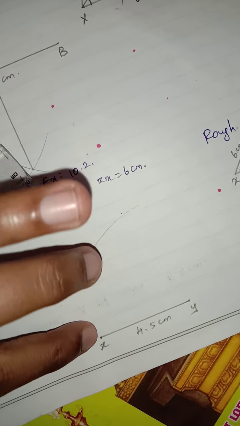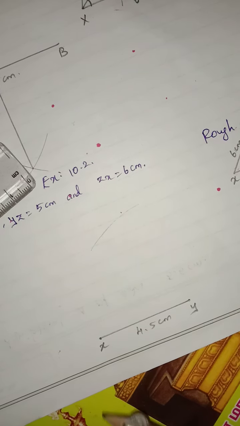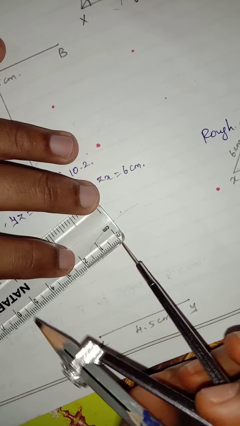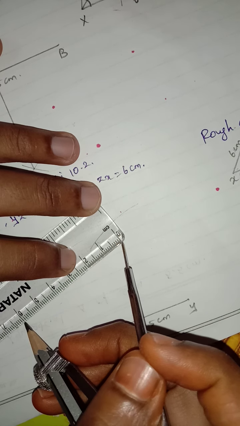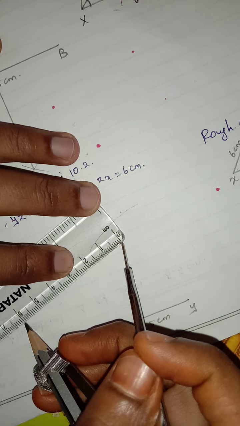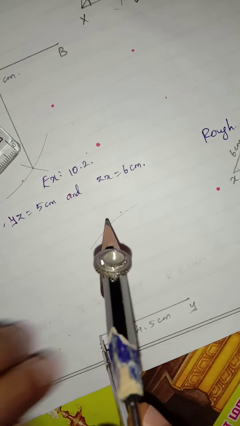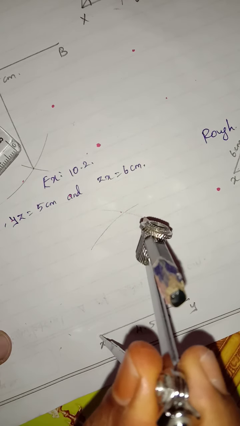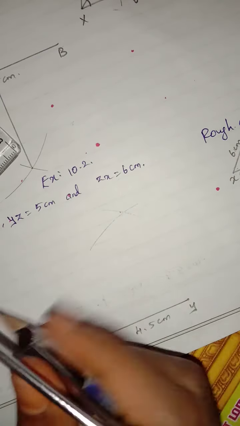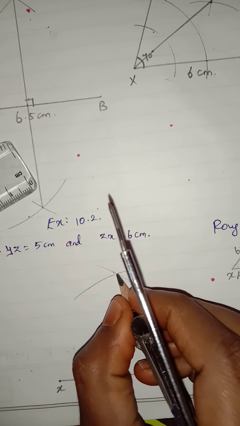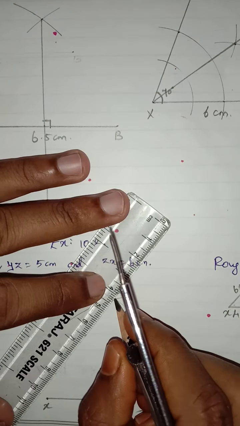And from X, here we need Z. We don't know where Z comes. That's what we are going to find by making an arc. That measurement is 6 centimeter. So again measure 6 centimeter using scale and compass. Keep it on X. Draw an arc that should intersect the previous arc. So this arc and this arc meeting point is Z. Now join this.